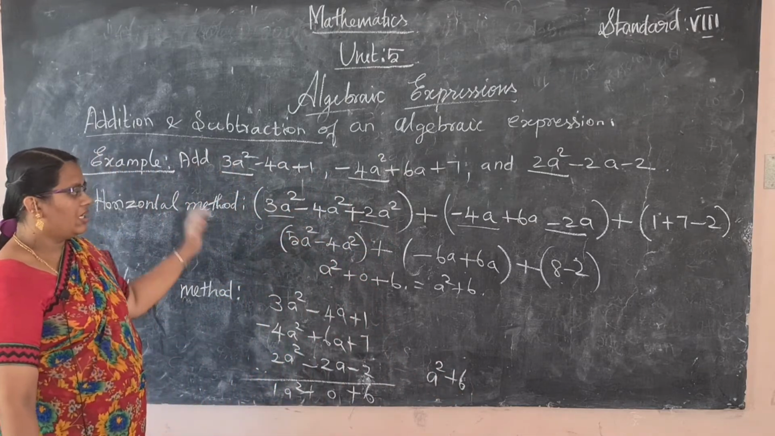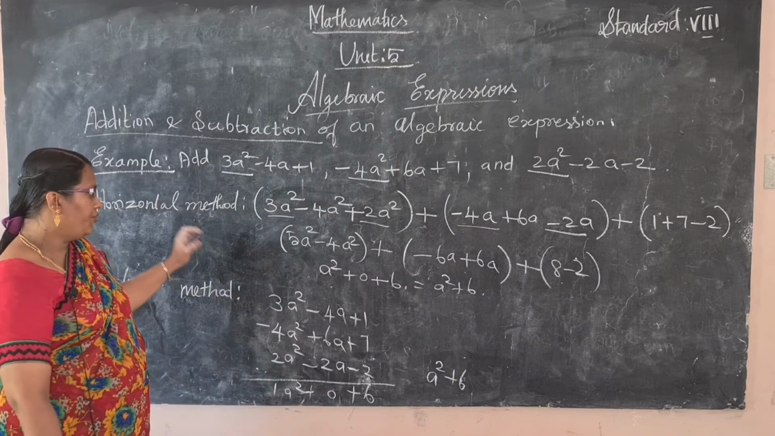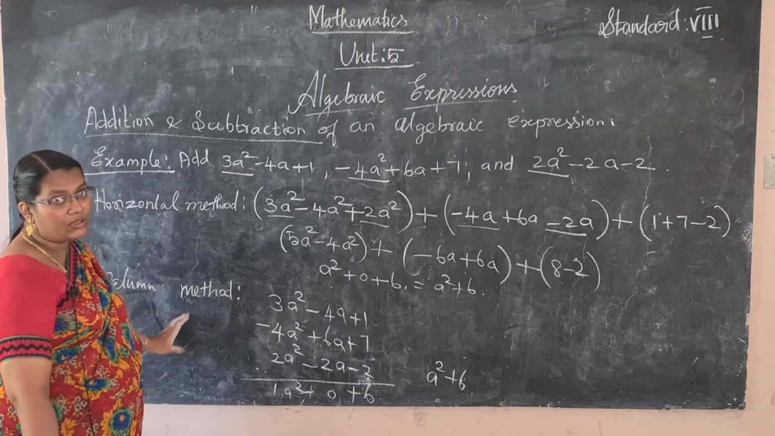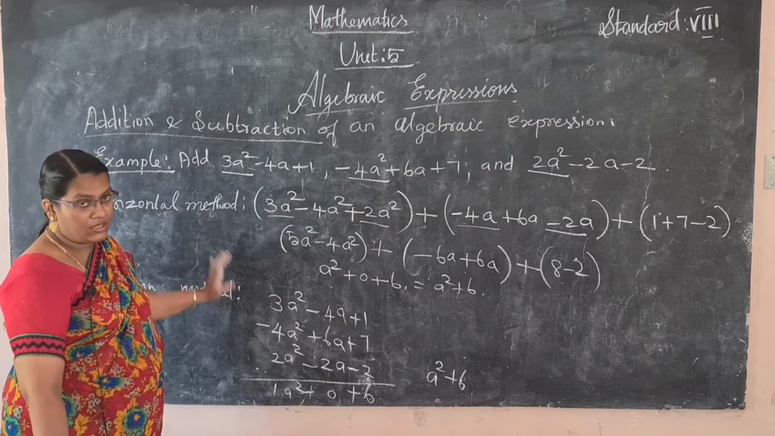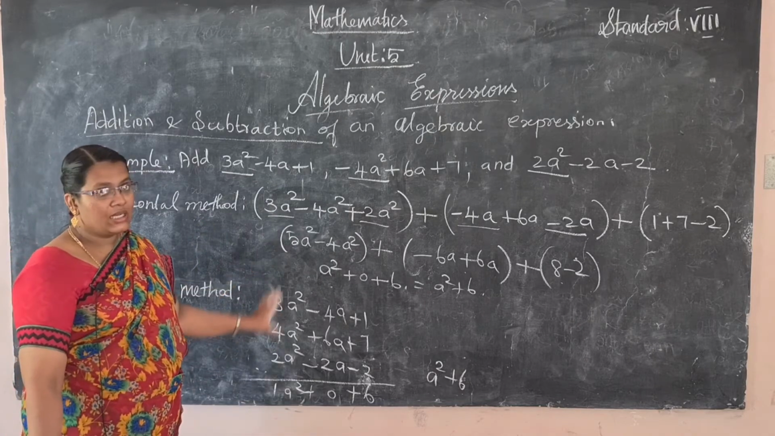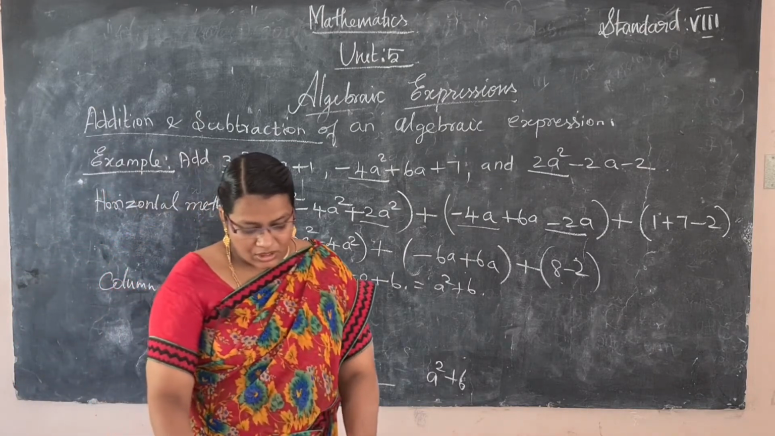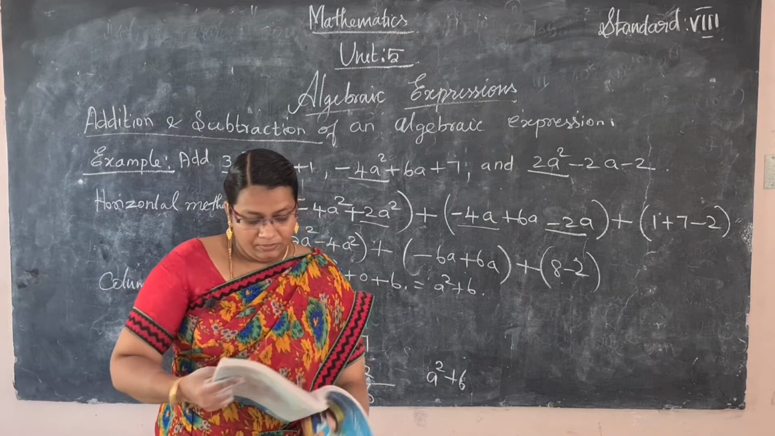You can use any one of the methods. If the question specifies using the horizontal method or column method, you should follow that method. Otherwise, whichever one you find easy, you will do that method. Okay. Next example.